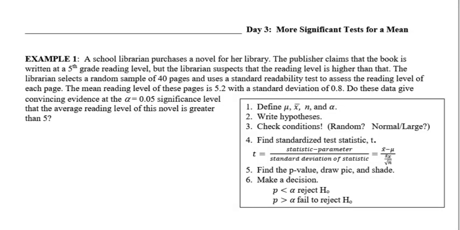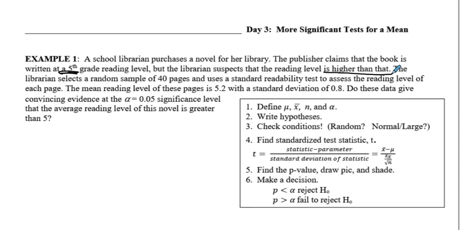So we have the school librarian, first knowledge from library. The publisher claims the book is written at a 5th grade reading level. Okay, that's important. The level is 5. The librarian suspects the reading level is higher than that. This is also a clue with where we're going later. Remember, mark these things in the paragraph.